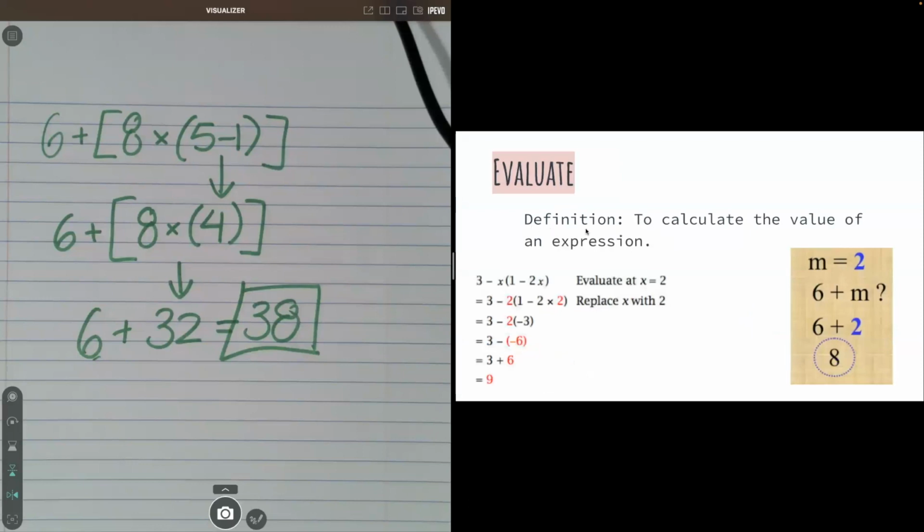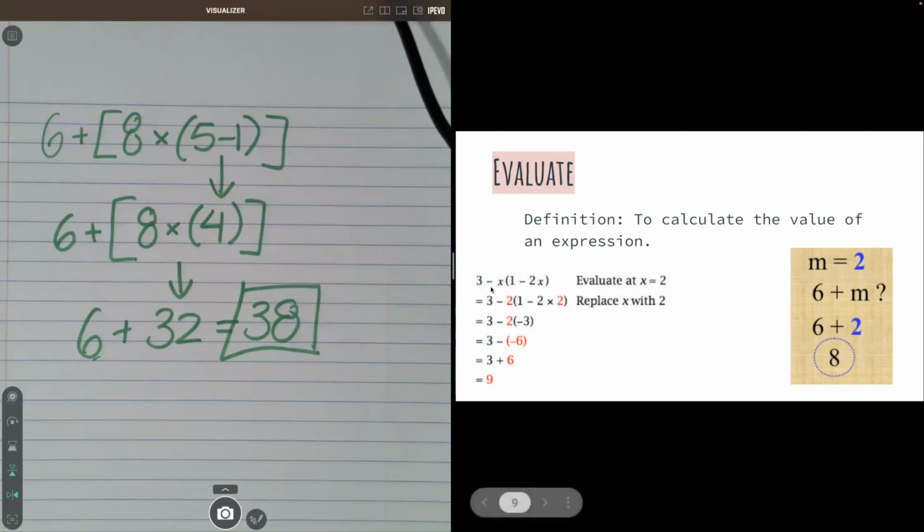So here, evaluating is to calculate the value of an expression. The expression is 6 plus m, where we don't know the value of m. Then we find out m is equal to 2 and we substitute. Now that it's substituted, we can then evaluate, right? 6 plus 2 is equal to 8.